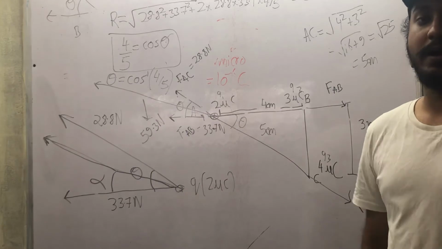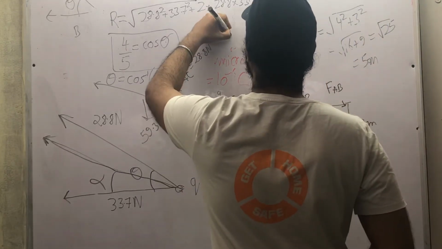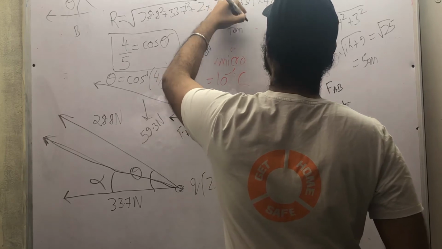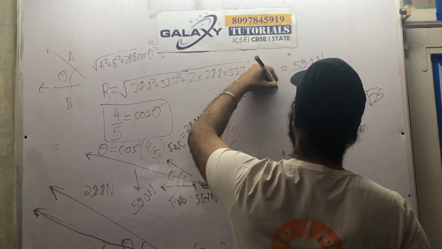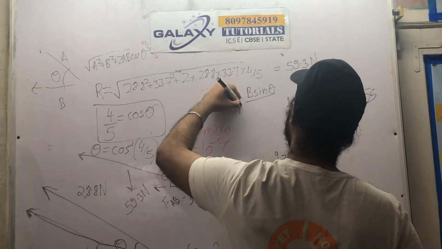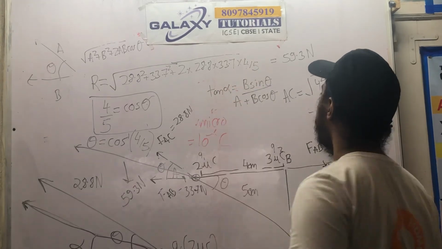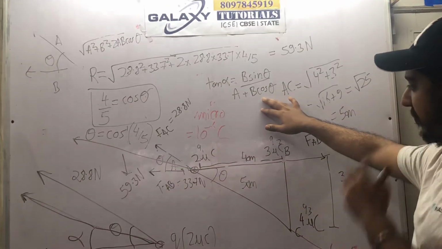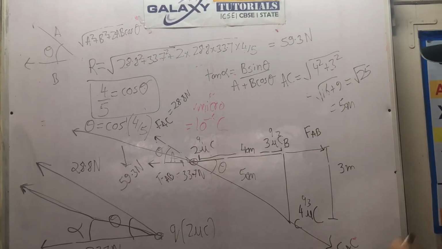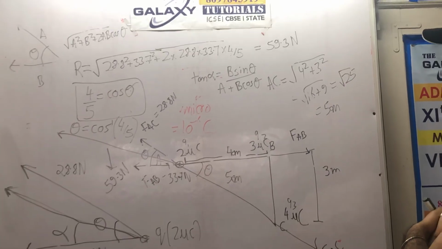Now how will you find out the angle? We had seen the formula: tan alpha is equal to B sin theta upon A plus B cos theta. I hope you all remember this. We just did it. We already know the value of cos theta. What is left now? We have to find out sin theta.